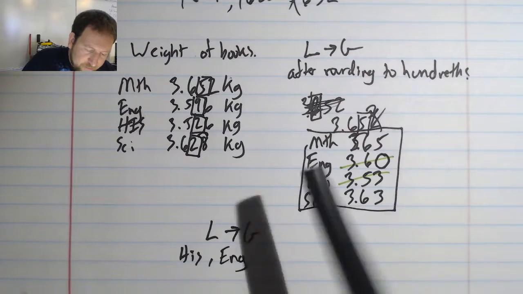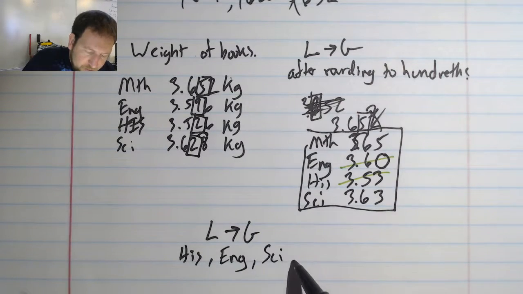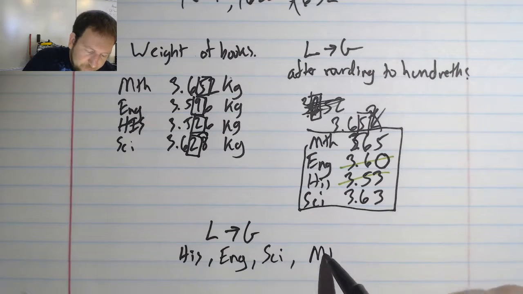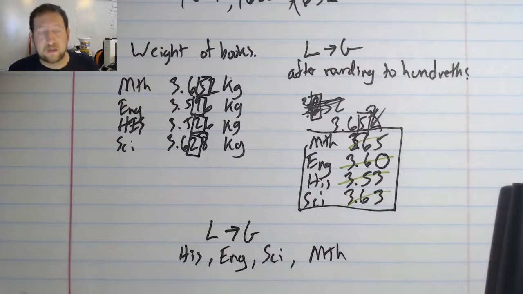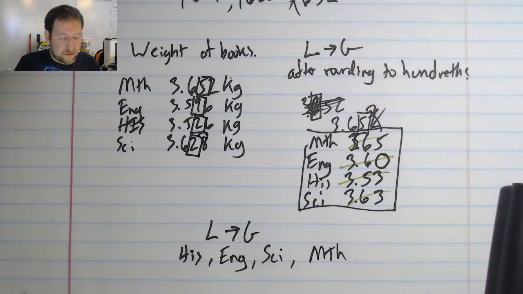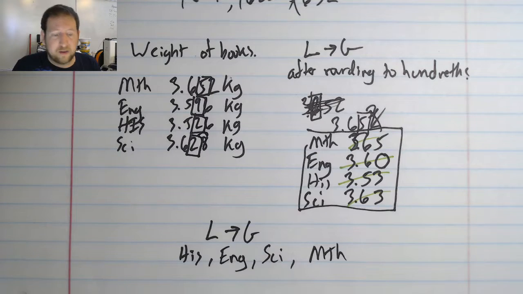Let's cross them off. Then I'm going to have my science because it's 3.63. And finally, I'm going to have my math. Okay? I hope that makes sense. It is mostly just our previous 2 chapters combined, and good luck.